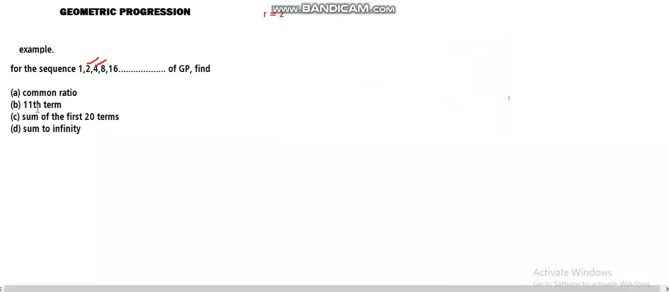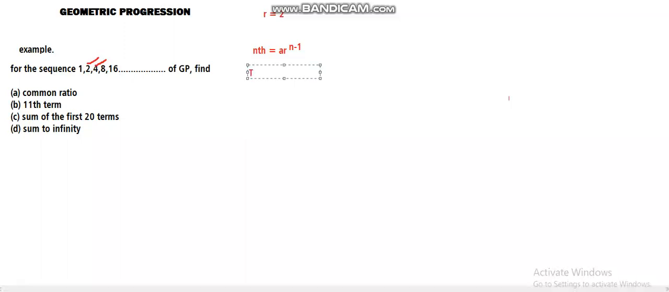Then it says find the 11th term. Now how do you find the nth term? The nth term of a GP is equal to A R to the power n minus 1. So this is the formula for the nth term of a GP.